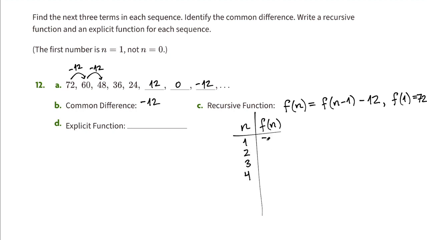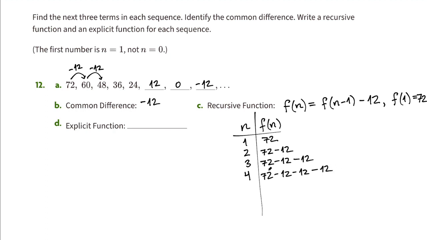The first term was 72. The second term was 60, but we're going to write it as 72 minus 12. The third term, we're going to take that previous term, 72 minus 12, and subtract 12. And finally, for the fourth term, we take the previous term, 72 minus 12 minus 12, and then we subtract 12.